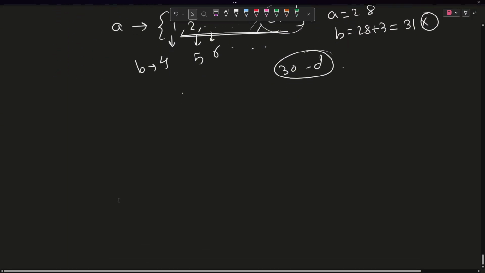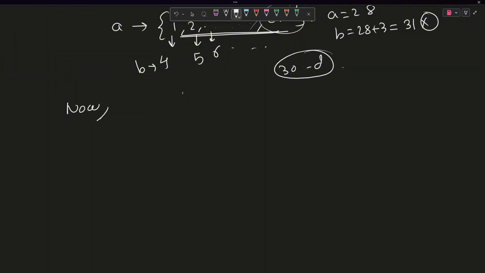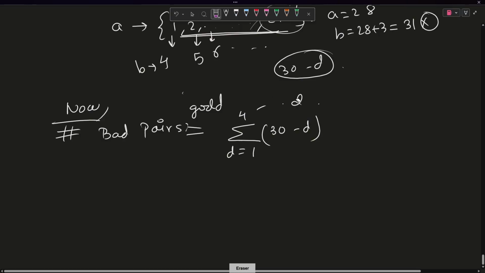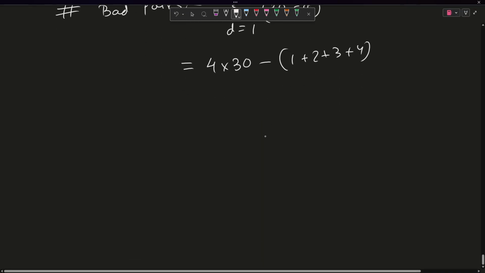Right? So now, instead of looking at the good pairs, like pairs with a difference greater than or equal to 5, we look at the bad pairs. The number of bad pairs is the sum over d from 1 to 4 of 30 minus d. So total bad pairs is 4 times 30 minus (1 plus 2 plus 3 plus 4), which is just 110.